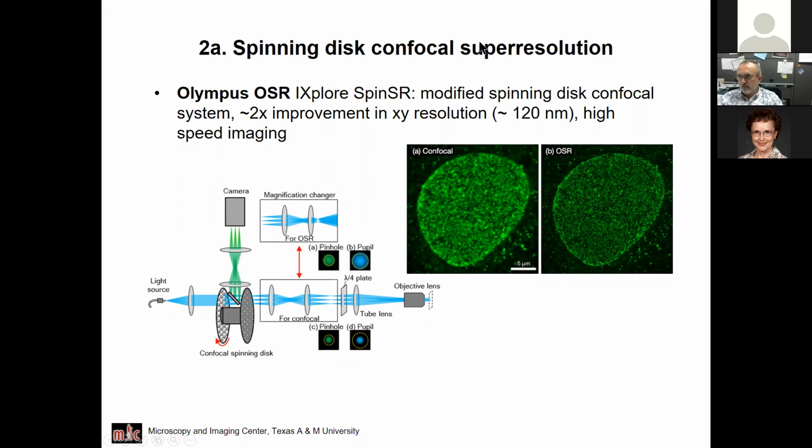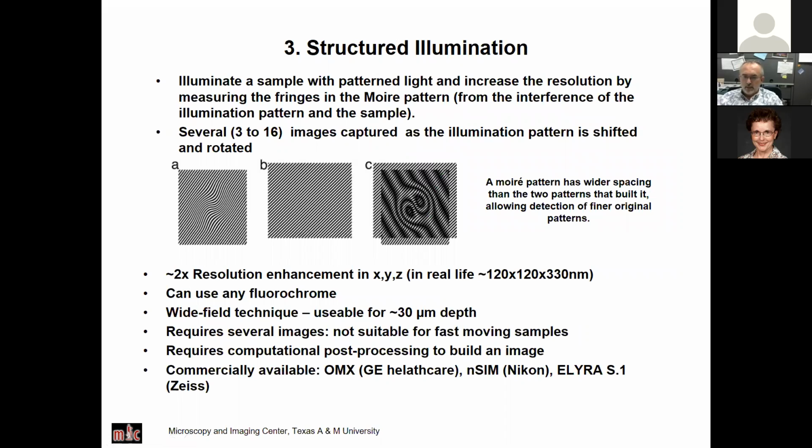There is a spinning disk confocal super resolution microscope. This particular one is from Olympus, but there are other vendors. It's a modified confocal system with some additional optics. And the advantage is that it's still a spinning disk, so it can be fairly fast. And you get an instant, about twofold improvement in XY resolution, down to about 120 nanometers. So that's also a possibility. These were the direct optical principles with those confocal systems.